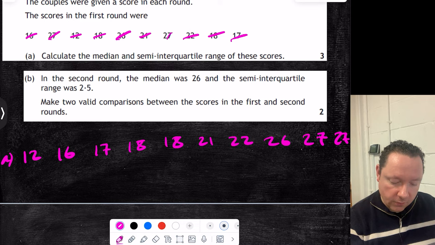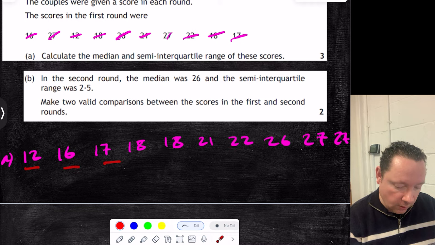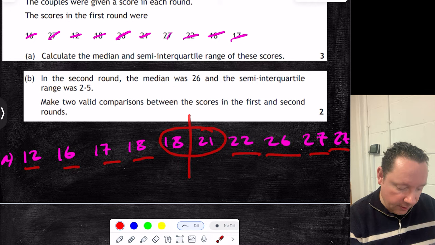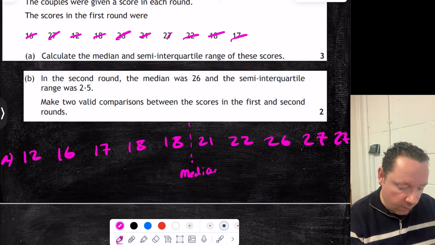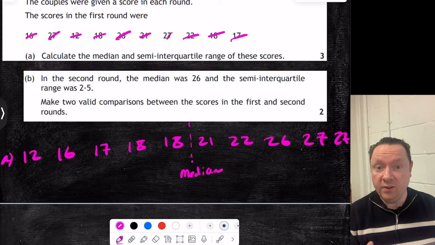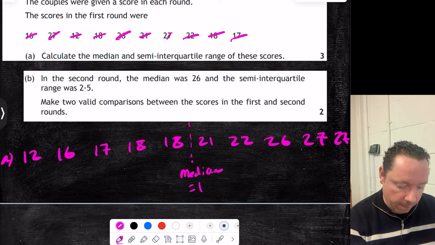So the median's the one in the middle when you put them in order. So just going in, we've got 1, 2, 3, 1, 2, 3, 1, 1. So it's in the middle of these two. So there's our median there. So I'll just take a note of that. Our median is going to be here. So it's in the middle of two numbers. So in the middle of 18 and 21 is 19.5 because it goes up 3. Or the other way to do it is add them together and divide by 2. And you would still get 19.5.